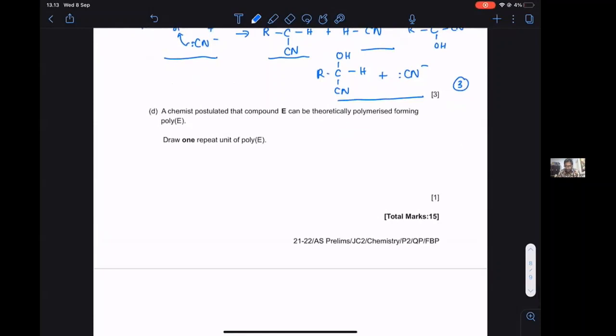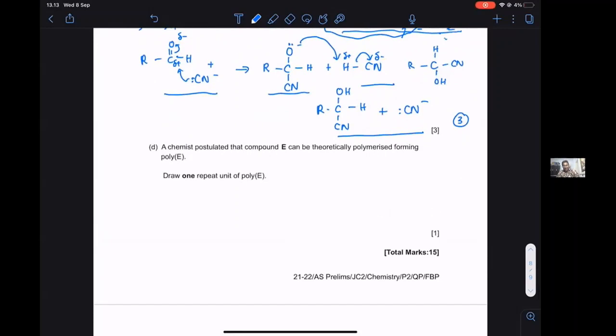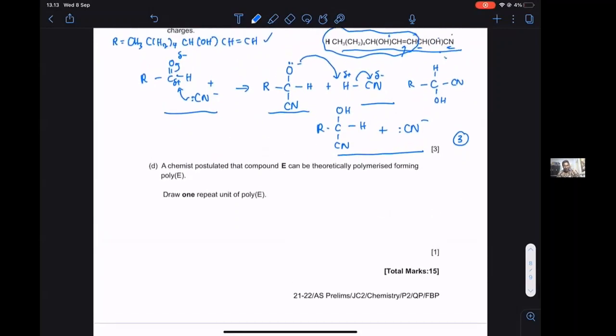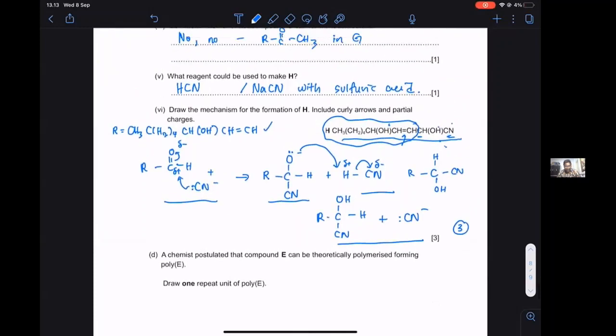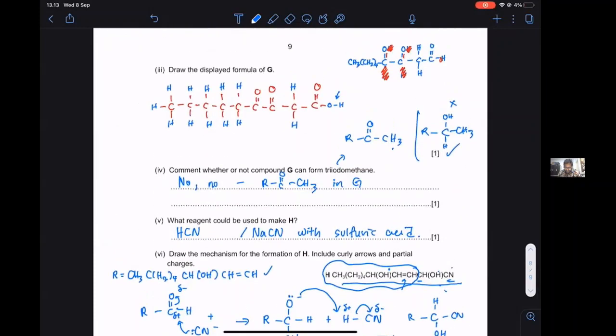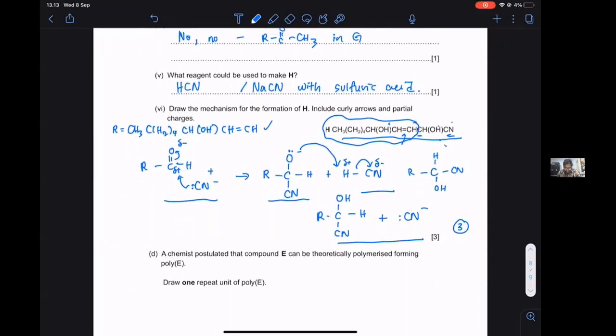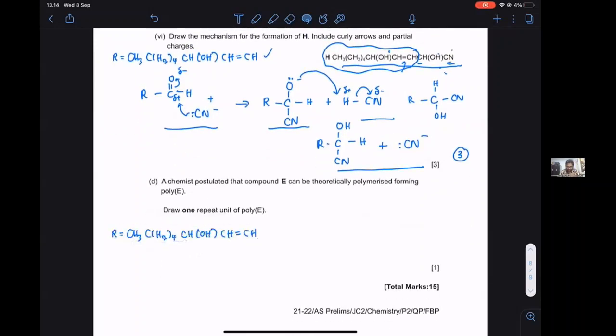A chemist postulated that compound E can be theoretically polymerized, forming poly E. Draw one repeat unit of poly E. So what is E? Just now, I think we drew the E. So the E is going to be this R. I'll just still use this R, copy paste here. This one is supposed to be the double bond. We are focusing on the double bond.